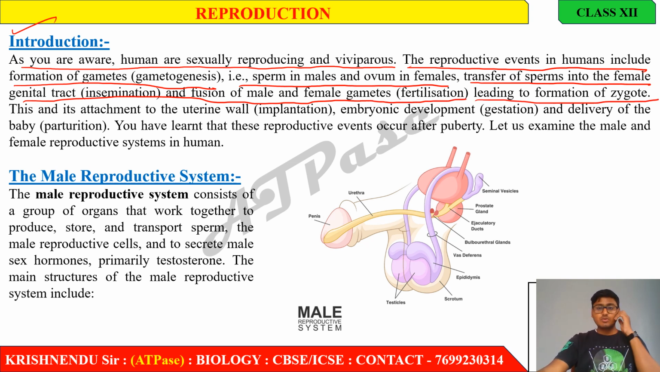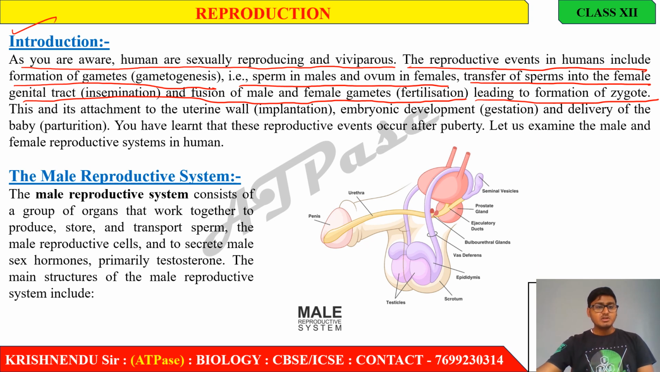Well, in this chapter we're gonna learn about the formation of gametes, that is male gamete sperm and female gamete egg, and after forming, how the male gamete transfers into the female genital tract, that is known as insemination, and after reaching the female genital tract, the male gamete fuses with the female gamete, that is known as fertilization. And after fertilization, it will form a zygote. And after the zygote, it will form an embryo, which ultimately gives rise to a baby, a human baby.